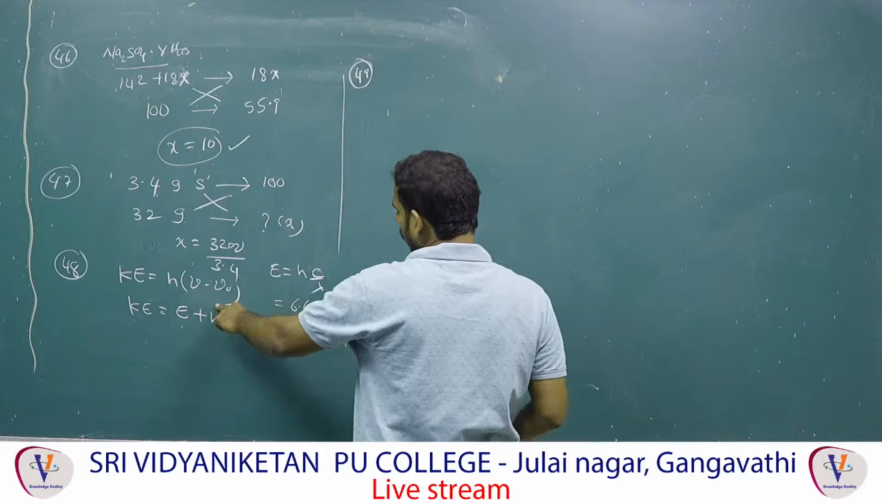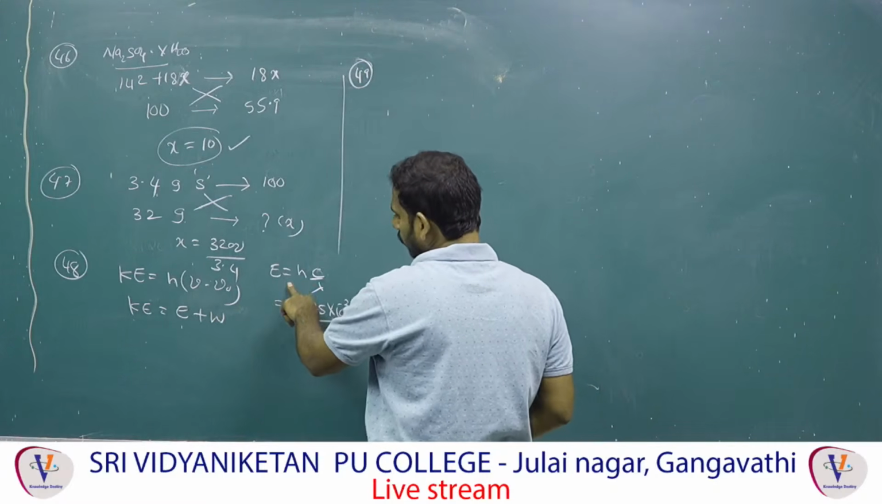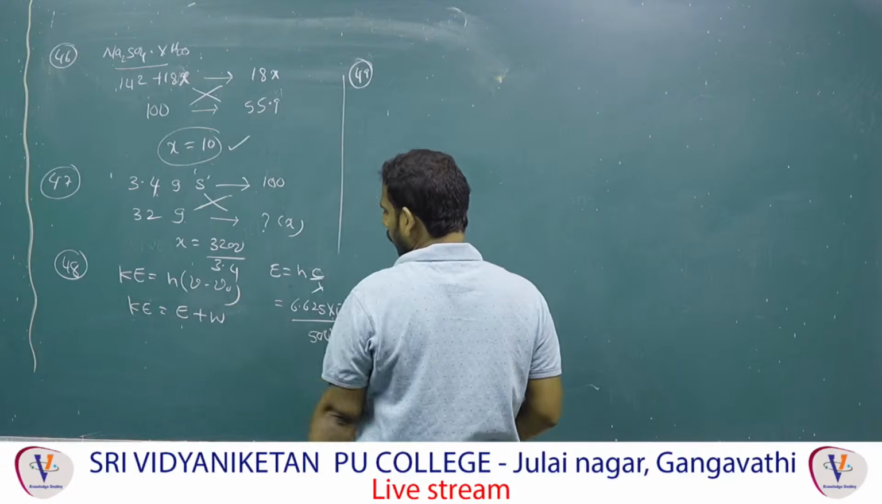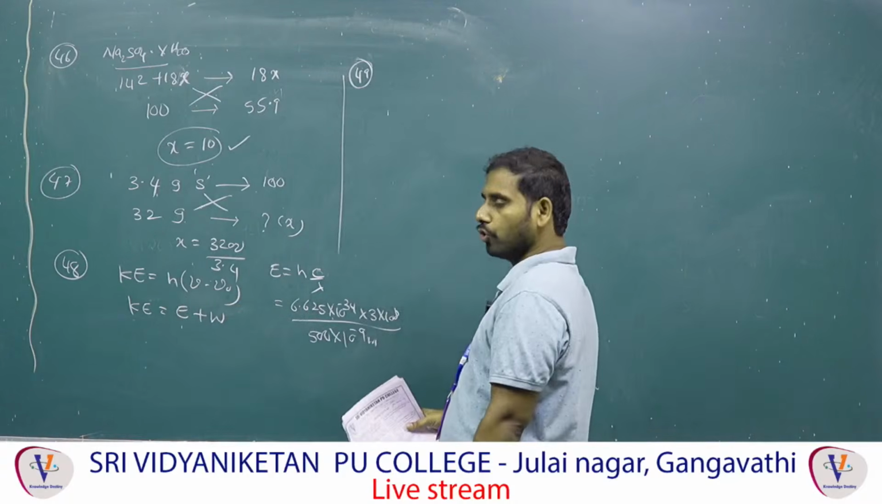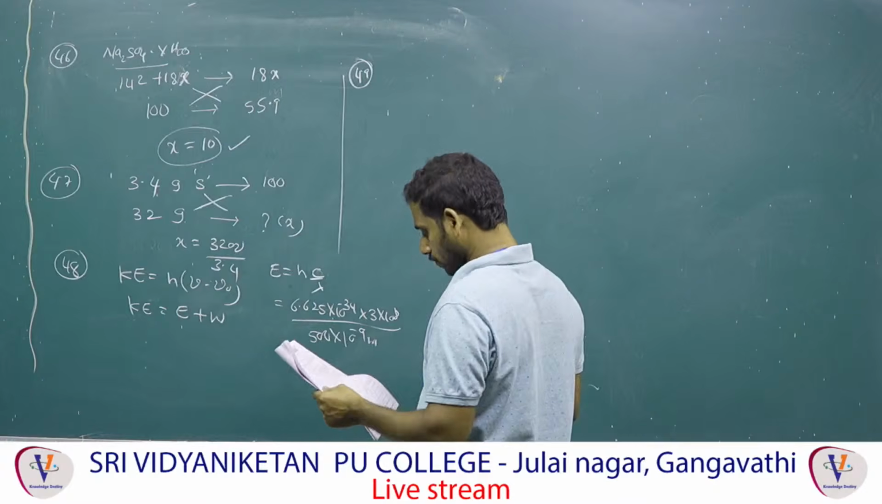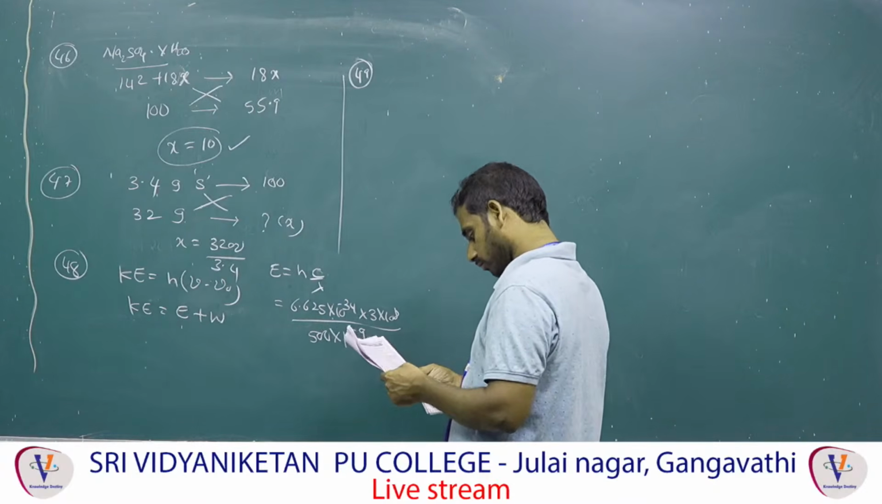So this is the formula. With this formula, first you have to find E, later you have to find nu naught. Nu naught means the threshold frequency, already given. Those values you have to substitute, and you will get the answer.